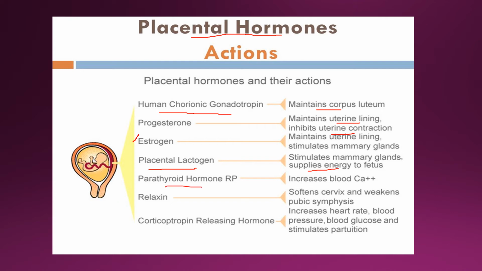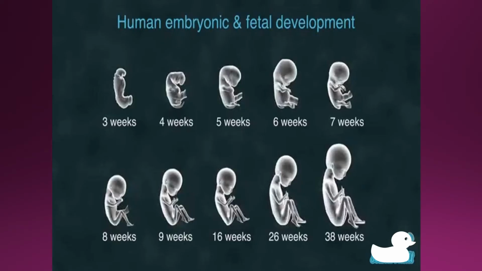Parathyroid hormone also increases blood calcium levels. Relaxin helps in softening of the cervix and weakens the pubic symphysis. Corticotropin releasing hormone increases heart rate, blood glucose and stimulates parturition. These are the various functions of placenta. Coming to the journey of the baby in the womb of the mother, the gestation period lasts for 9 months.